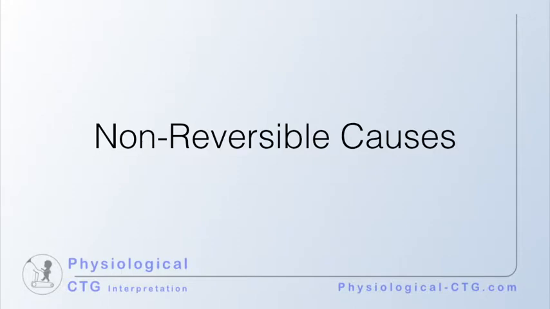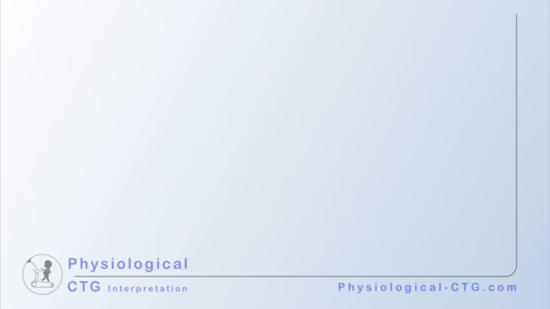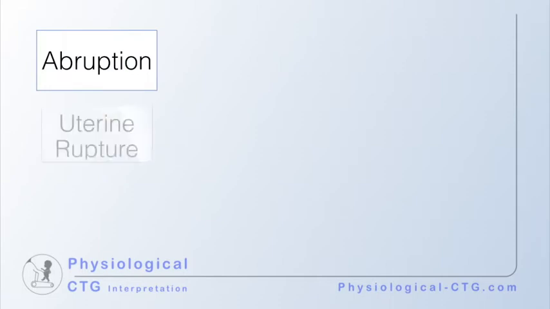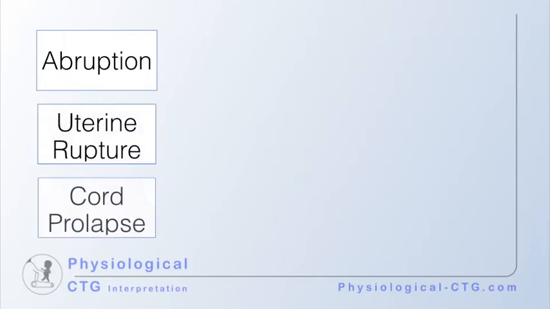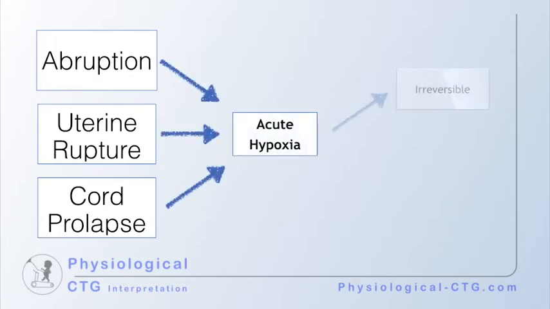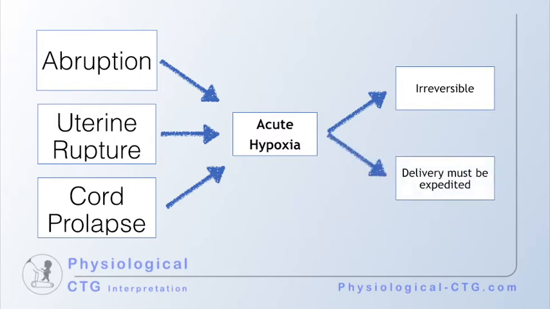We will now look at the non-reversible causes of hypoxia. In the case of acute hypoxia, there are 3 major accidents that must be considered and excluded. In this situation, delivery must be expedited as these accidents are irreversible. These are abruption, uterine rupture, and cord prolapse, which all present with acute hypoxia. They are irreversible and delivery must be expedited.